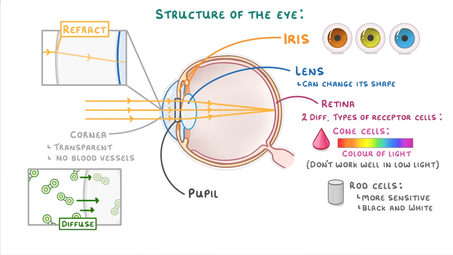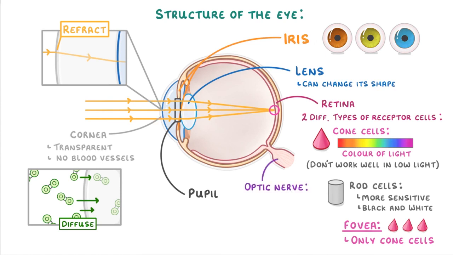The next structure to know is the fovea, which is a special spot on the retina which is full of only cone cells. And it's this region that we try to focus light on so that we can see things most clearly. And lastly, we have the optic nerve, which takes all of the impulses generated by the receptor cells and transmits them to the brain.